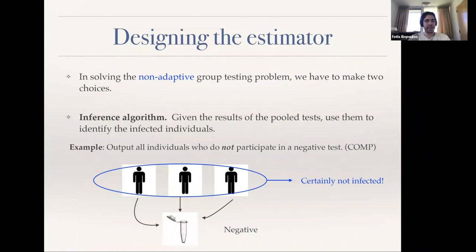We will see more sophisticated things, but notice that the reason why this is a reasonable estimator is that any individual that does participate in a negative test is certainly not infected. Everyone else is potentially infected. It's certainly a superset of the infected individuals, but you can imagine, and this is true, that if you have done enough tests, maybe what is left after you have discarded any individual that participates in a negative test is exactly the set of infected individuals. We will see more sophisticated algorithms later in the talk, but that makes sense.